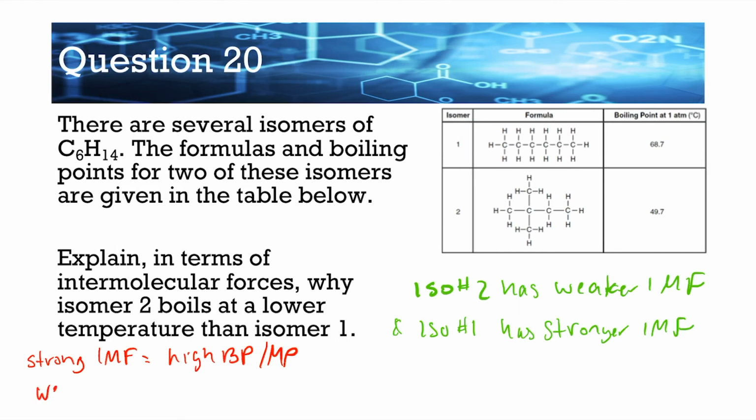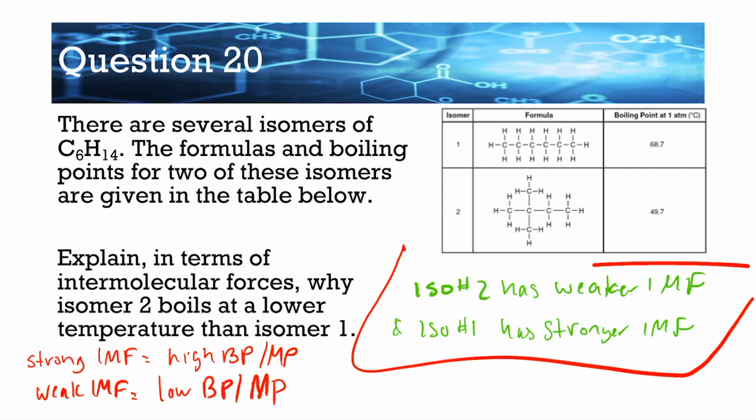If something has weak IMF or weak intermolecular forces, the molecules are kind of attracted to each other, but it's relatively easy to separate them. So they would have low boiling point and low melting point. So having what I wrote in the box saying isomer 2 has a weaker intermolecular force, that makes sense as to why it boils at a lower temperature. It doesn't need as much energy to kind of break up that party.